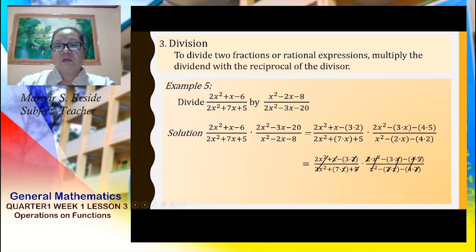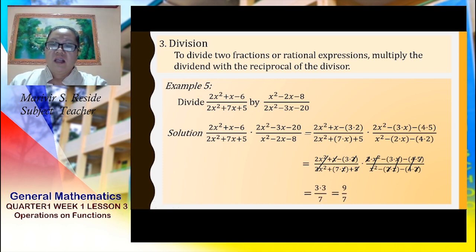Okay. 2x squared together, cancel out. x and x, 2 and 2, 2, another 2, and then here. And then the 5, and then the 4, the x, and the x squared over x squared. Now, what is left from these expressions? Okay, we have 3 times 3 in the numerator and just simply 7 in the denominator. So, final answer is 9 over 7.